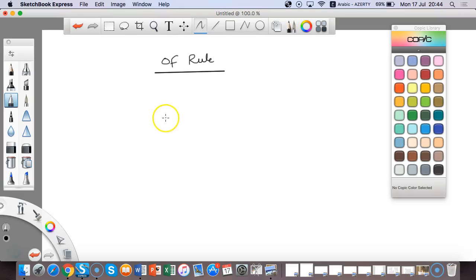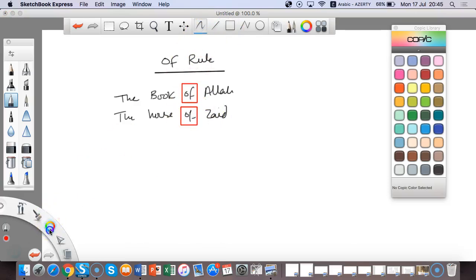The of rule is very basic, very simple. If I say something like this, the book of Allah. What do you see there? See the word of. And if I say the house of Zayd, what do I see there? Again, of. And if I say the pen of Zainab, what's there? Of. So the reason why it's called of is because in the phrase the word of is used. Everyone understand that? So if someone asks me, why is it called the of rule? That's the answer. It's got of in there.